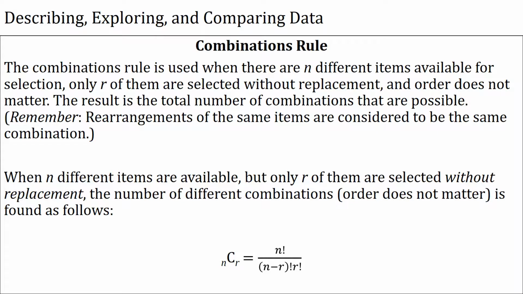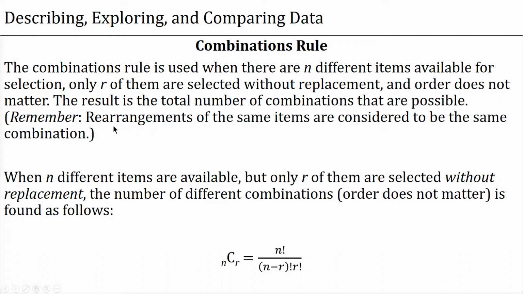For our combination rule, again, we use N and R. N is the total possible ways, or the total different items available for selection. And R is the favorable outcomes, what we're actually looking at, what we're doing. You can have the term "without replacement" in your question. Sometimes the question doesn't say that because it should just be understood. This is going to occur without replacement.